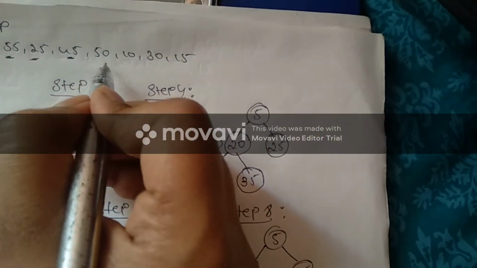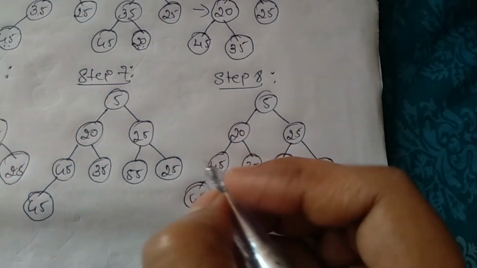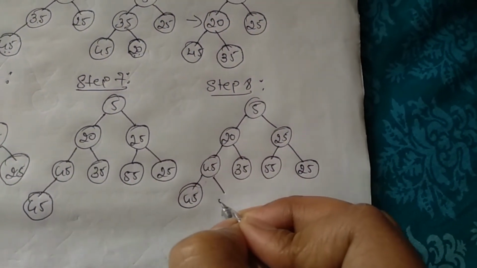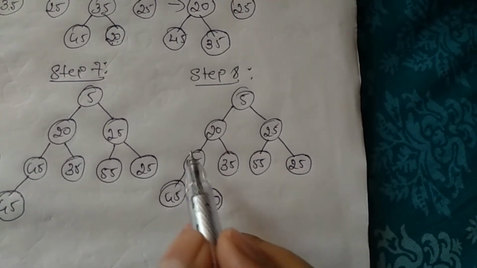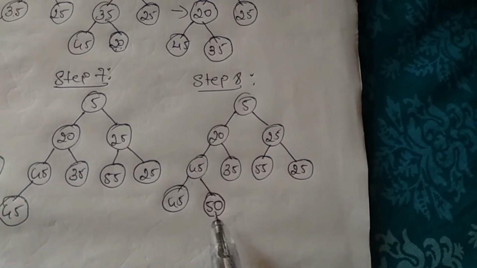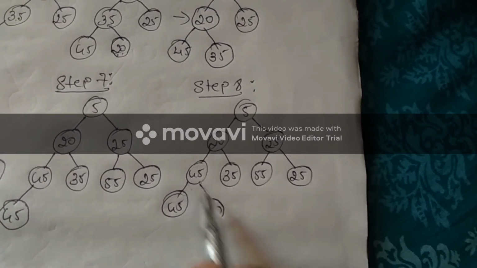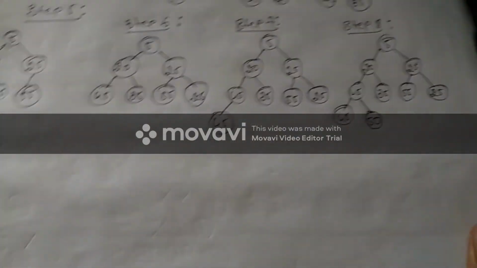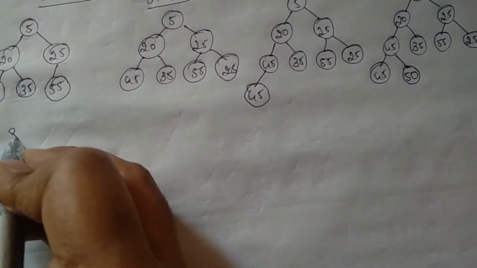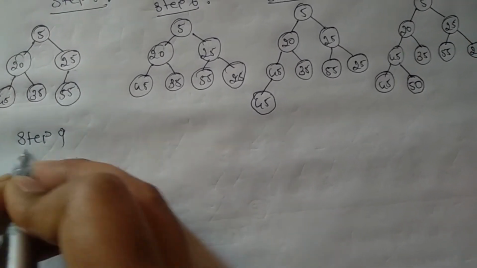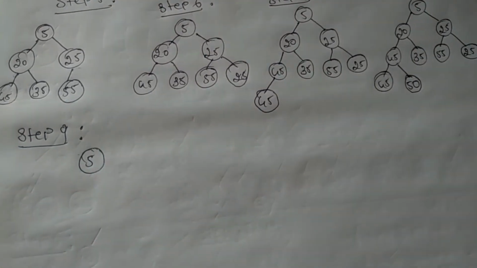Next, which is the next element? That is 50. Where do you have to insert 50? See here, towards the right of 45, I have to insert 50. So, check for the parental dominance. Is 45 less than 50? Yes, the condition is true. So, min heap, this is the condition. No need to swap that one. Next, I'll go for step 9. Again, write all the things as it is.